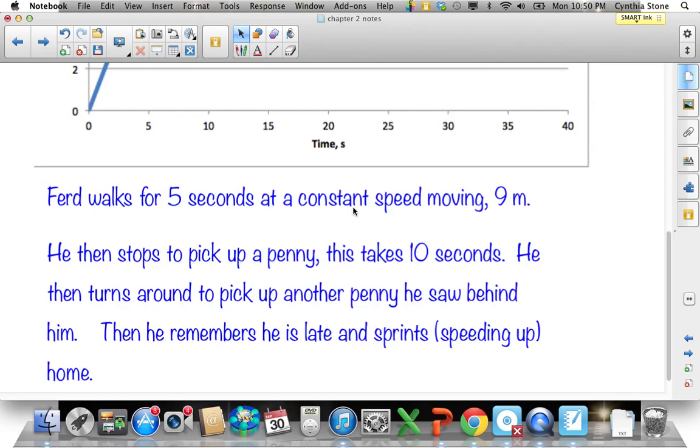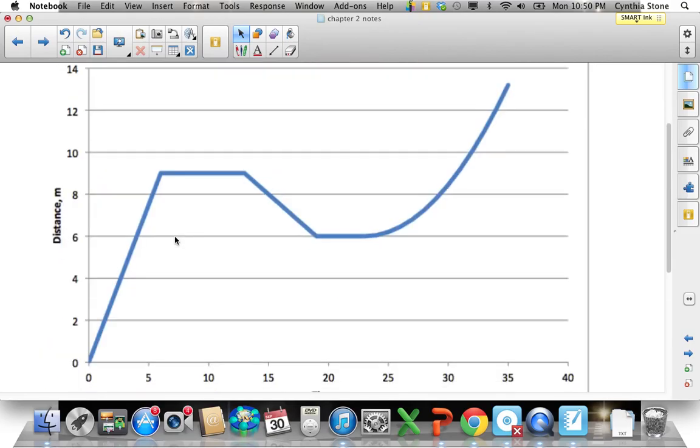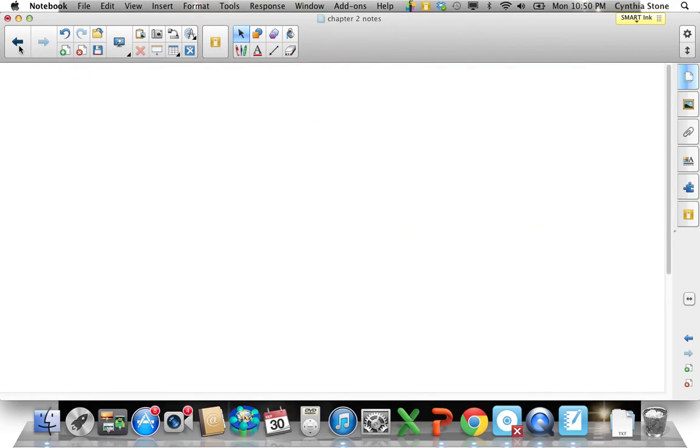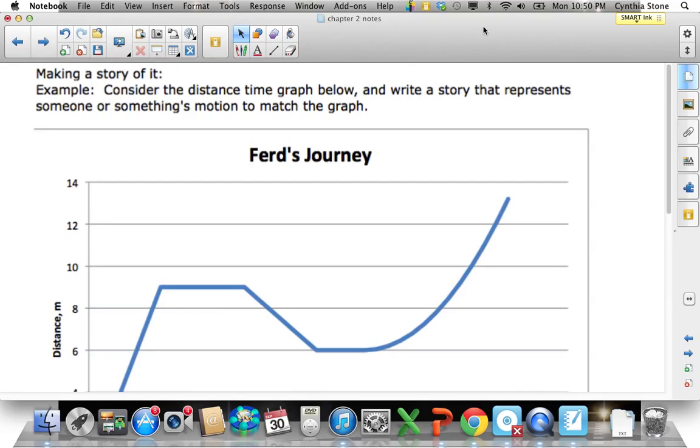So that's just a little example with distance time graphs and being able to interpret what they mean. And that's it. That's the last note for this unit.